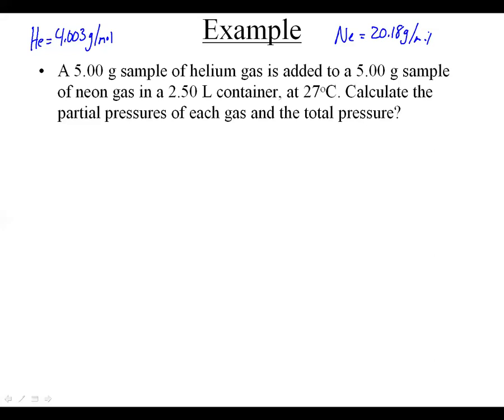We're looking for 2 partial pressures, partial pressure both of helium gas and neon gas. And then once you have that, we're looking for the actual total pressure of this mixture of gases. They're obviously in the same container. So take a couple of minutes and see how you do.